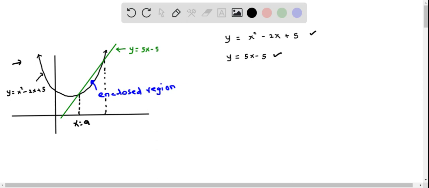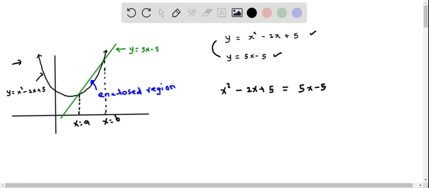Let's say this is x equals a, and this is x equals b. To determine the limits x equals a and b, we solve these two curves to get the points of intersection. Since these two represent the equation for y, we can write x squared minus 2x plus 5, from the first equation, equals 5x minus 5. Let's solve this equation for x.